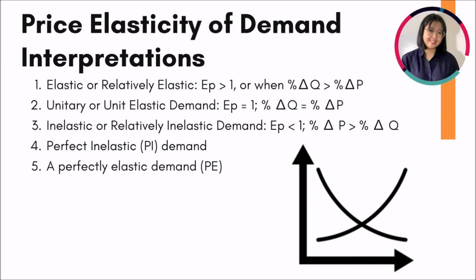Next is unitary or unit elastic demand. Its total revenue remains constant even if sellers increase or decrease the price. Next is inelastic or relatively inelastic demand. Here, to increase total revenue, price must be increased. Example: sugar, rice, and salt. Meanwhile, perfectly inelastic demand is where at any price, quantity demanded remains constant. Lastly, perfectly elastic demand or PE shows that at any quantity bought or sold, the price remains constant.